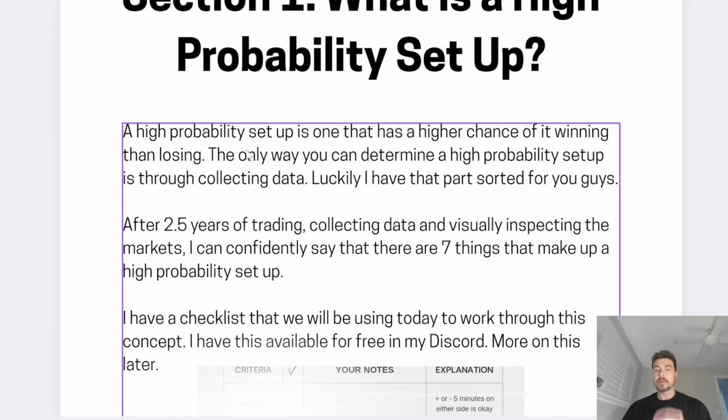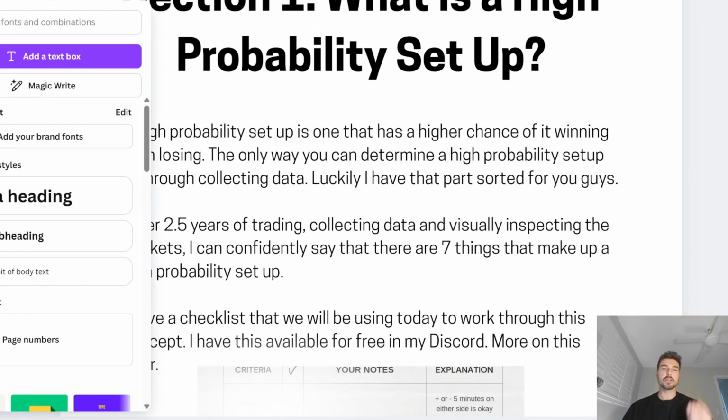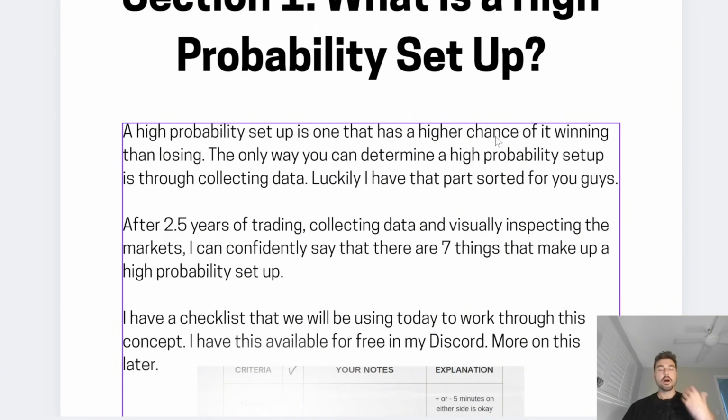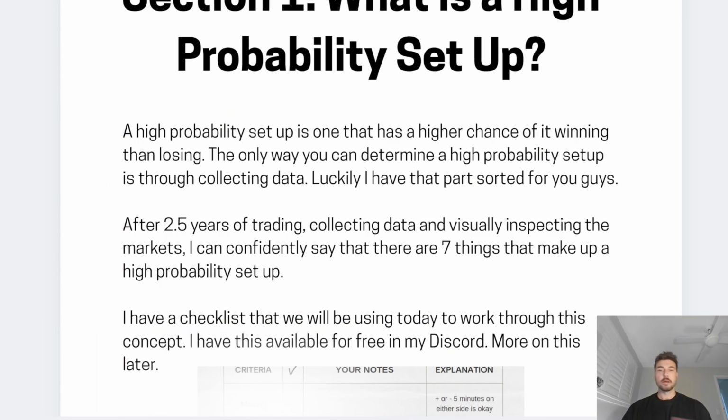A high probability setup is one that has a higher chance of winning. That's all it is, right? A higher chance of winning than it does losing. And the only way you can determine this is through data collection. Now, what data collection, Ruben? I'll make another video on that, but simply take screenshots, collect data.